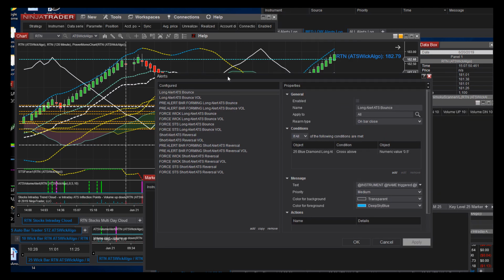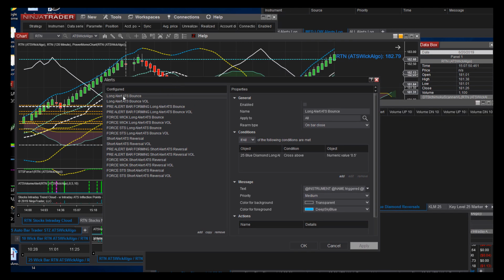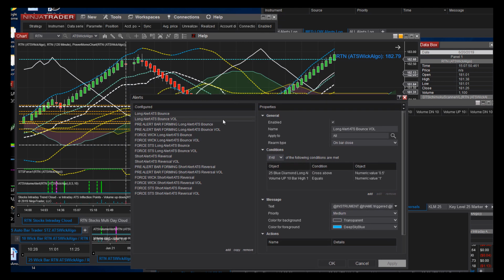They're pre-built. You can get a long alert on the bounce, set to the 25 brick chart. It's just a blue diamond reversal on the chart, period. Here's one with a blue diamond and volume. So that would give you that alert when that took place. There's no pattern recognition. It could happen on any candle. It could be chopping around and give you that signal.